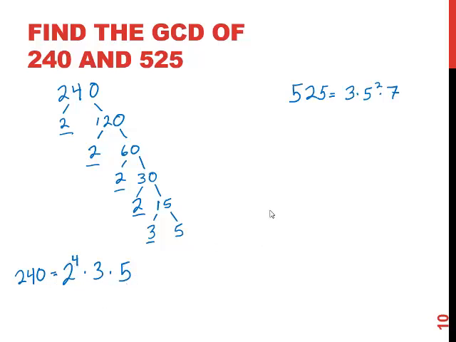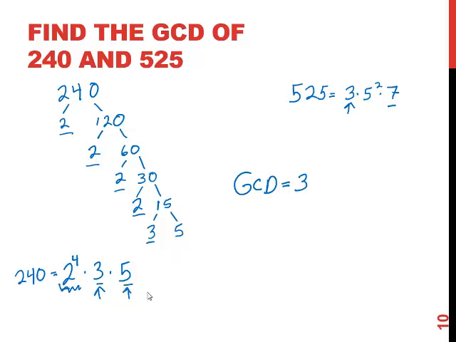So my factors that I've got are 2, 3, 5, and 7. And the GCD is going to be the smallest number of each of these factors that appear in both places. Well, I've got 2's down here in 240, but I don't have any up here, so I'm not going to put any 2's in my GCD. I have a 3 here, and I also have a 3 here. So there is a 3 that is common between these two factorizations.